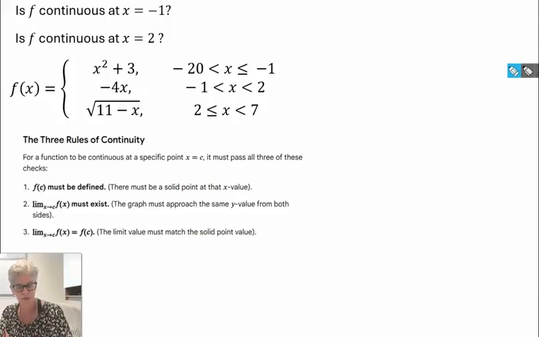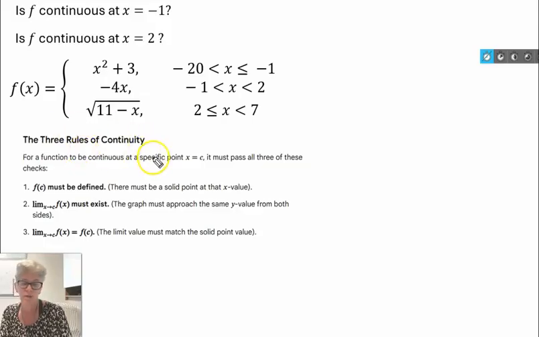What if we're asked questions about continuity of a function, but we don't have a graph? Instead, we have a formula. In this case, we have a piecewise function. So up at the top there, we've got two questions about f. First of all, is the function f continuous at x equals -1? And then is it continuous at x equals 2? So we can use these three rules of continuity to make a decision on that.